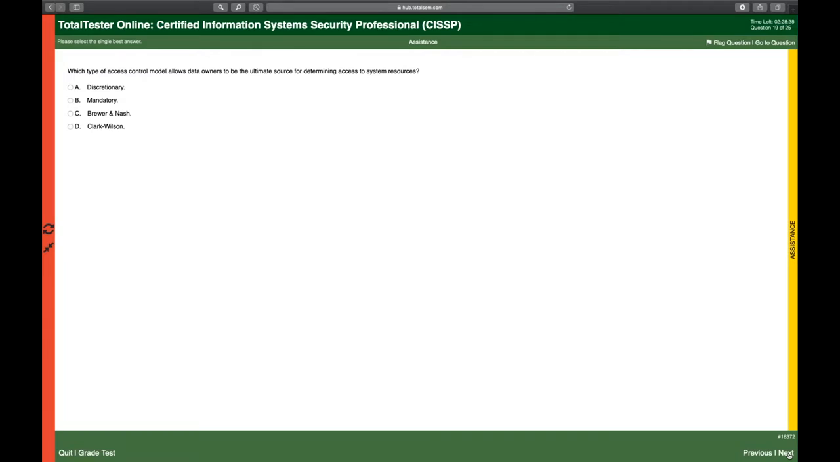All right. Number 19, which type of access control model allows data owners to be the ultimate source for determining access to system resources? All right, go for it. It's A. Say again? A. Anyone else?